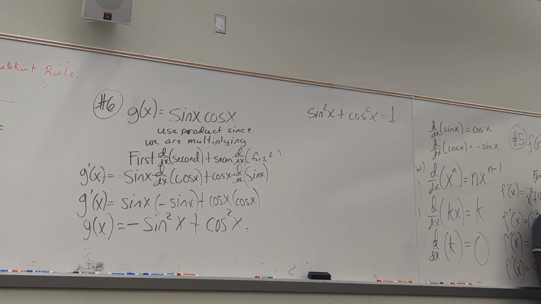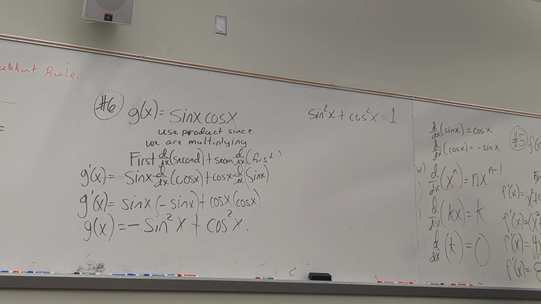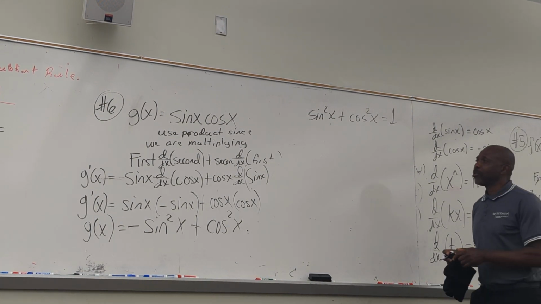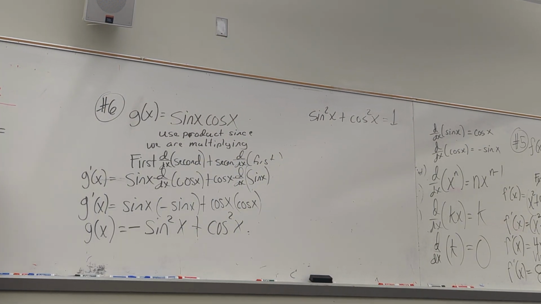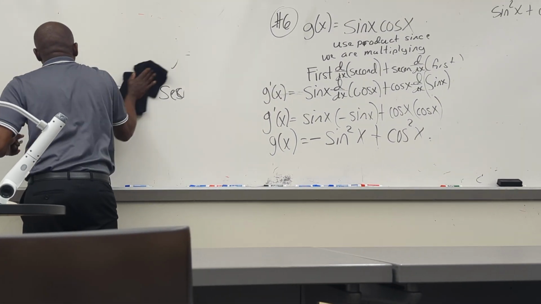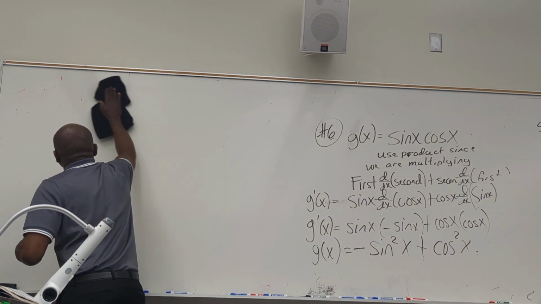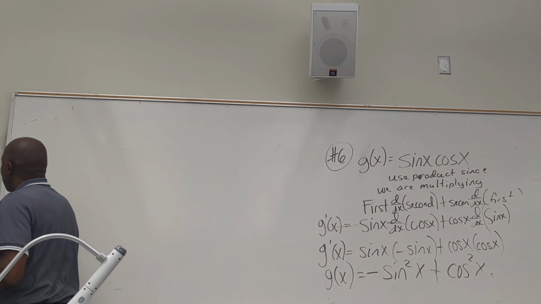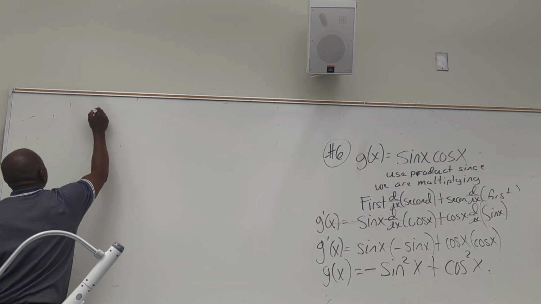Any problem with this? That's for a product. Now, my class told me quotient means do what? Divide. Quotient means divide. So this is the quotient rule.